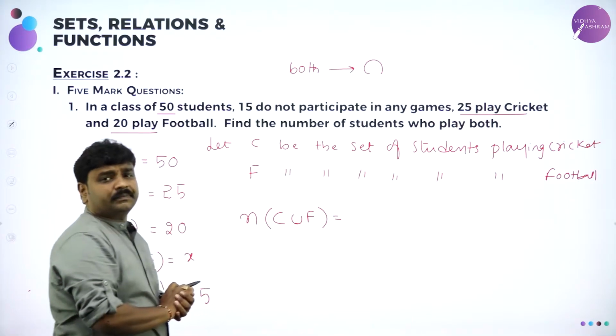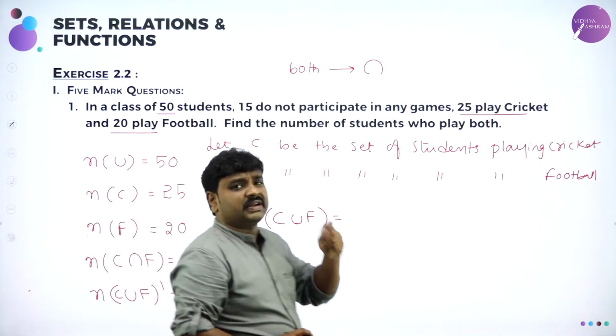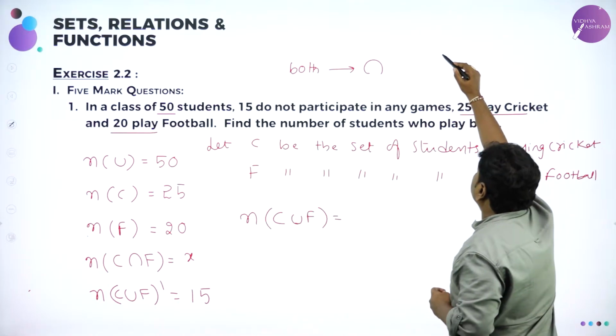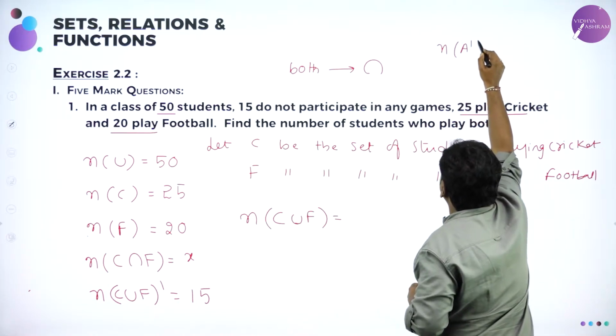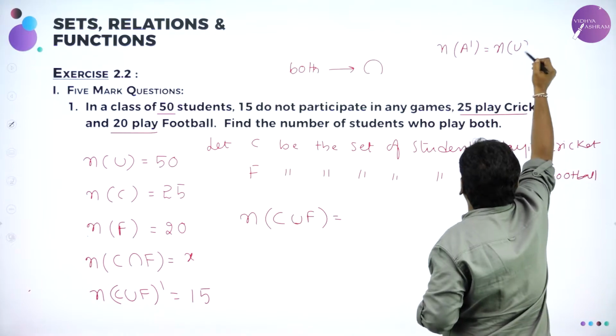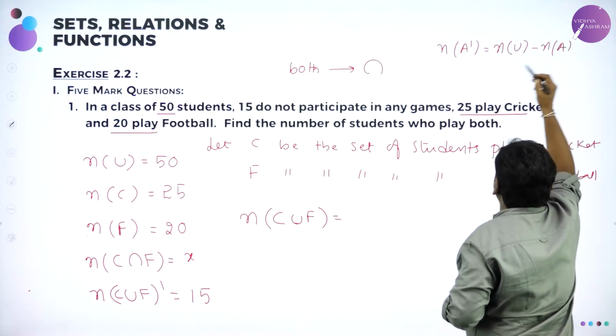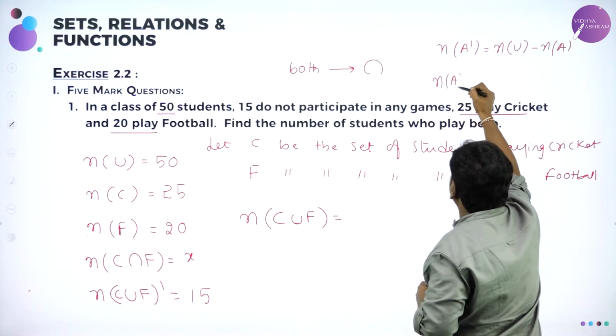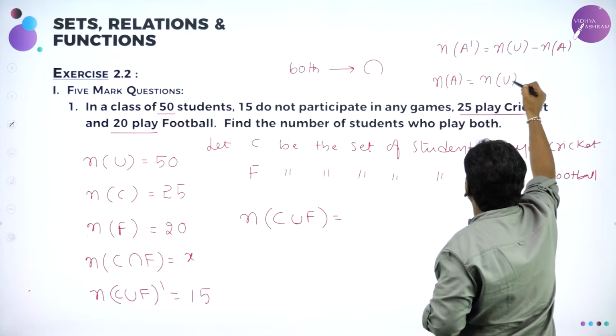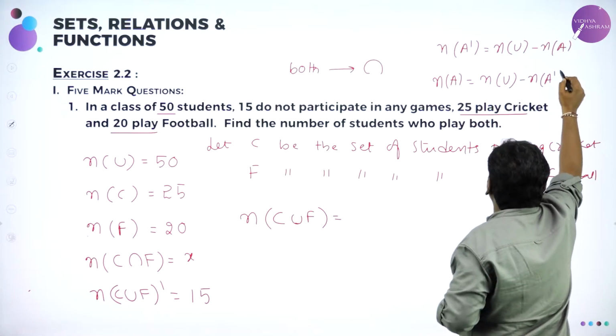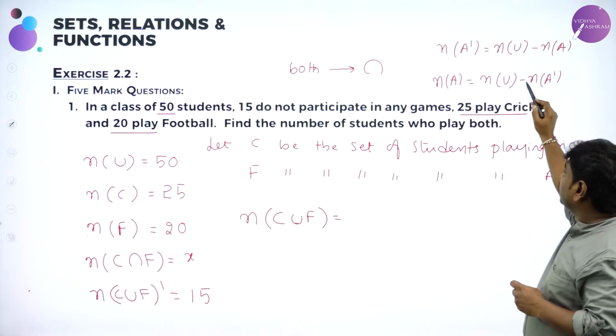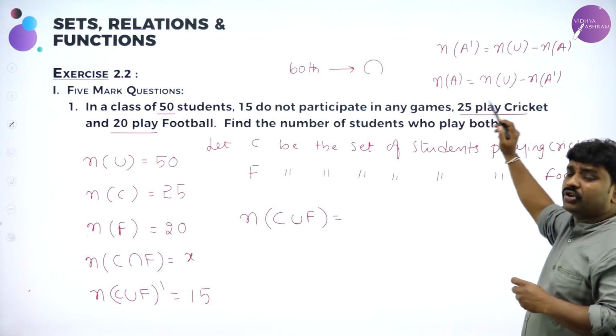See, all of you know, I taught you the complement relation. Please understand, n of A dash is n of U minus n of A, and vice versa. If I want n of A, it will be n of U minus n of A dash. So if I want n of A, remove A dash from the universal set.